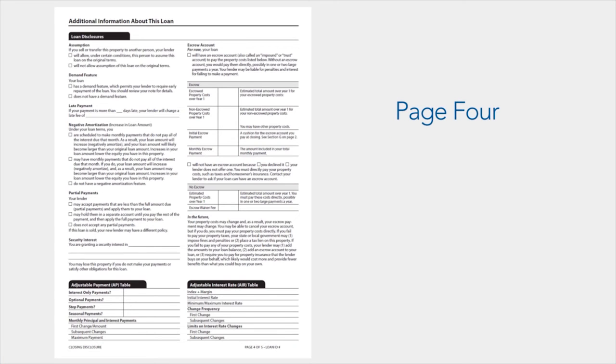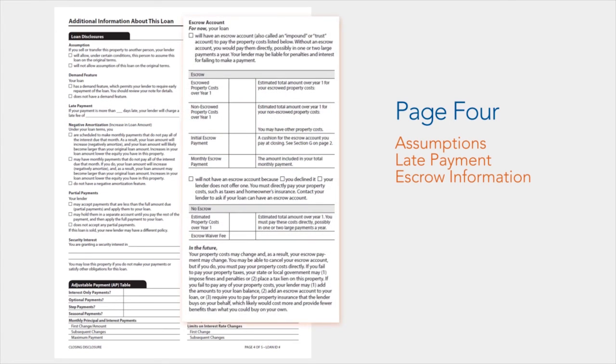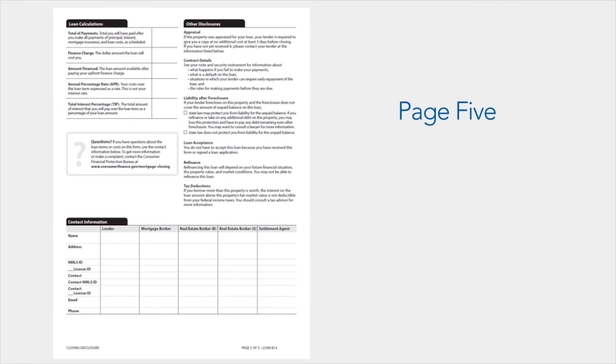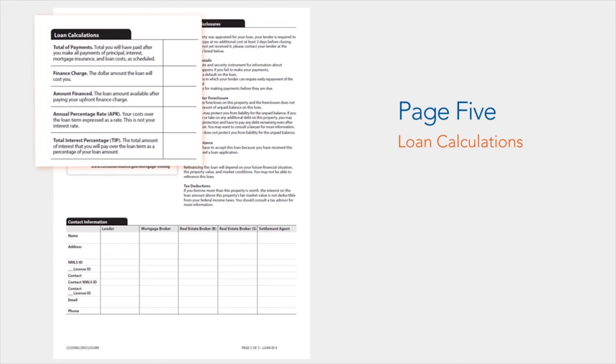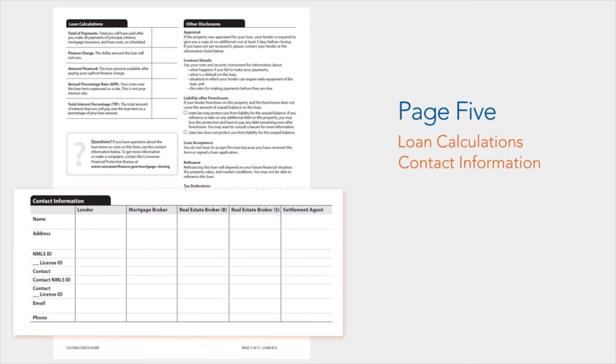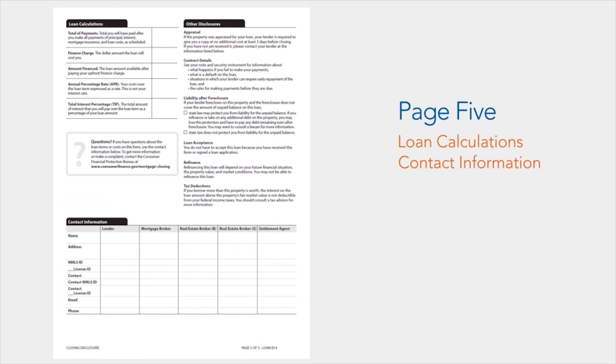The fourth page discloses loan features, such as assumptions, late payments, and escrow account information. If applicable, there will be details that describe the terms for an adjustable rate or adjustable payment mortgage. On the last page, you'll find loan calculations similar to the current TIL, including the new TIP calculation as well as other disclosures, and contact information for the lender, real estate professionals, and settlement agent.